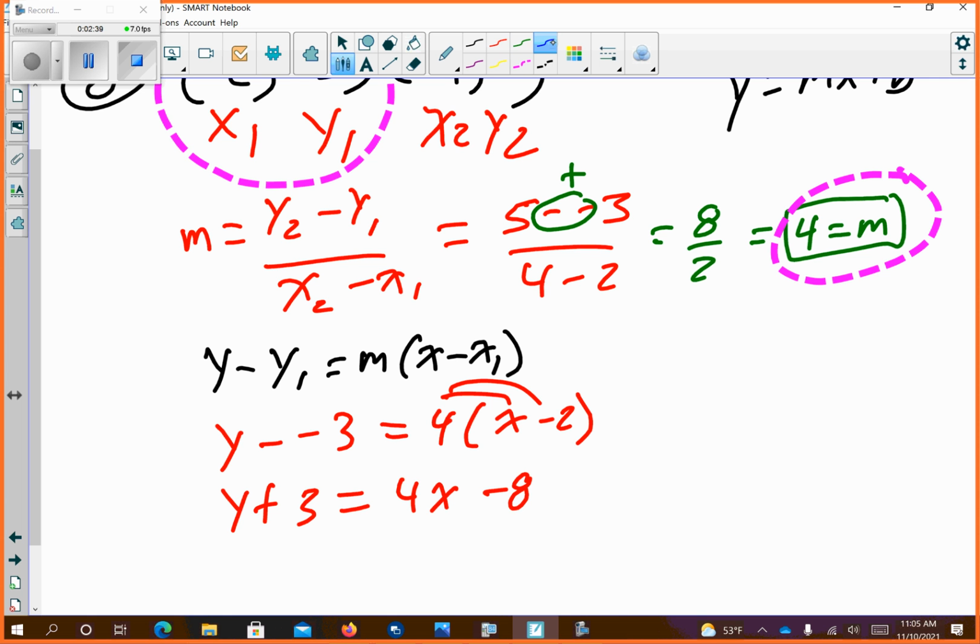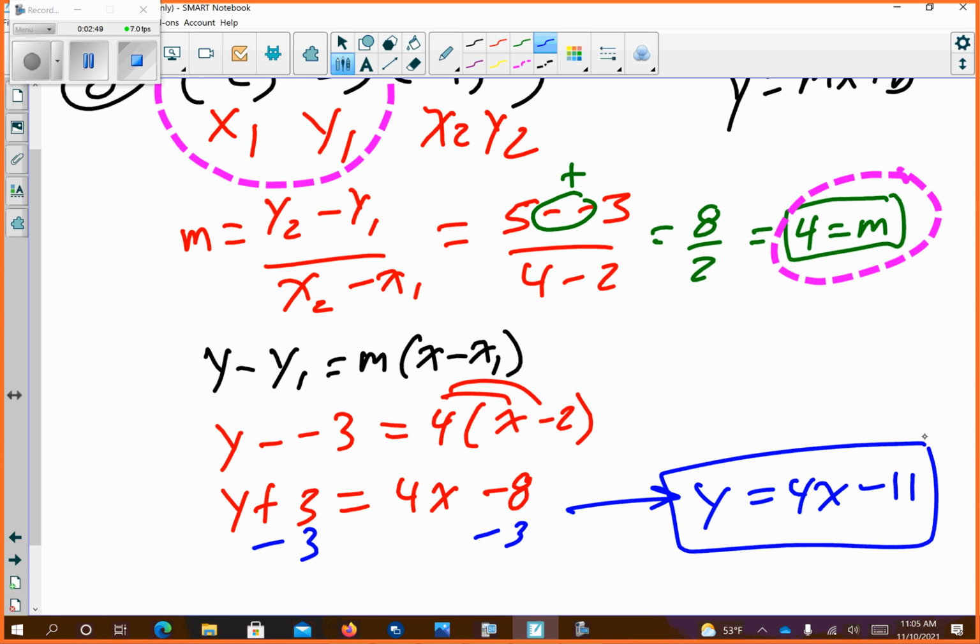And then I want to get y all by itself, so I'm going to add 3 to both sides. So this is going to give me y equals 4x minus 8 plus 3, which becomes -5. And that's our equation that comes out. Seem okay? Did I answer the question? Did I help you out on that? Cool. What else did you see on the problems that I can help you with, my friends?